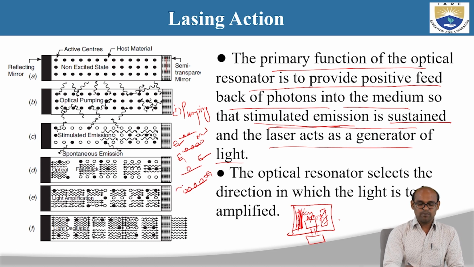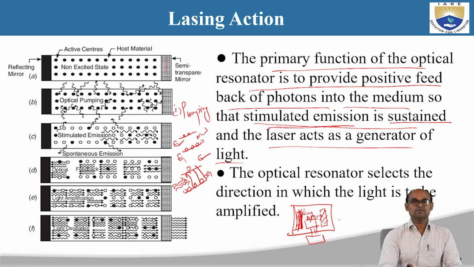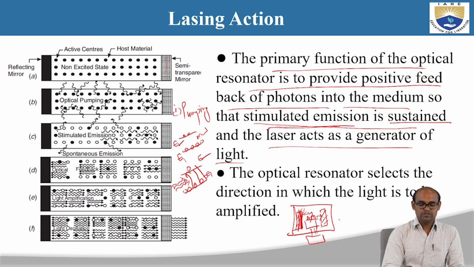Now I am going to supply energy in the form of light. When I supply light to these atoms in the ground state, they are going to absorb these photons and get excited to the higher energy level. That is the reason why the first step is pumping. Once you supply the energy, which is called pumping, the atoms in the ground state will go to the excited state. So the first step is pumping.